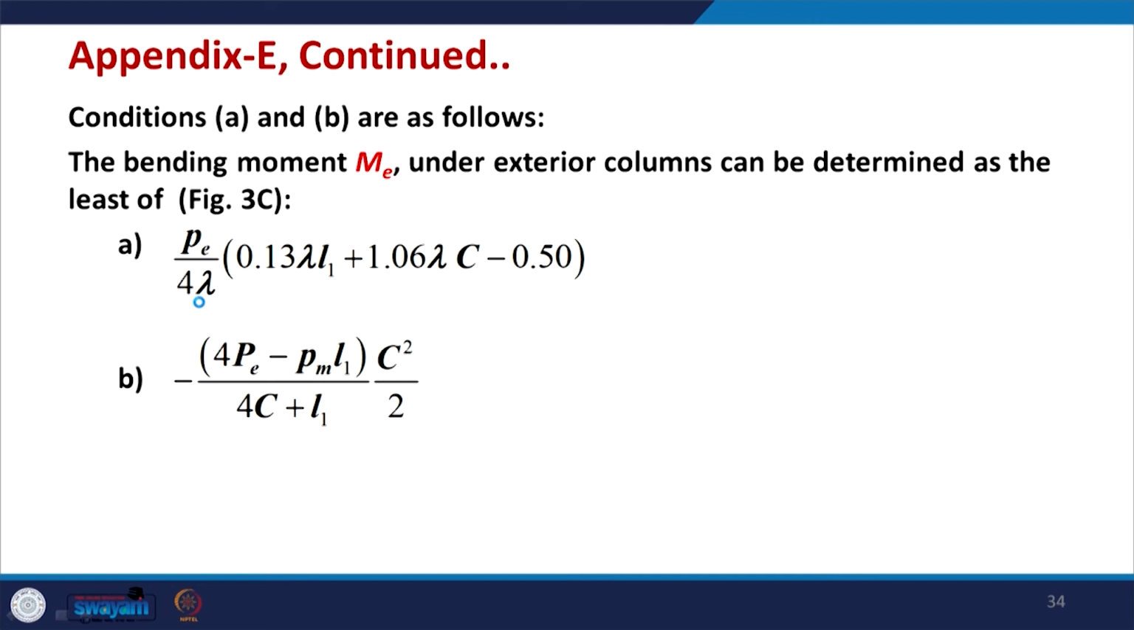The bending moment Mθ under can be determined as the least of the bending moments. So, if A is the least, then condition A is satisfied. Out of these two, if B is least, then we go for the B condition. So, you need to get the values of this bending moment using this relation. These both will give you bending moments, from this equation and this equation, and compare the two moments.